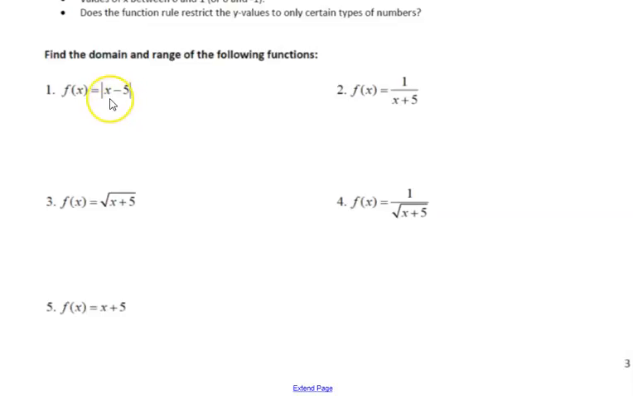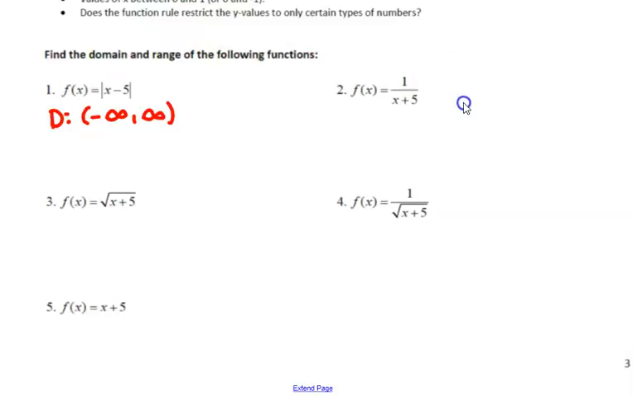So I can't see any problem with any values of x. I could put any value of x in this function. So the domain is all real numbers. We're going to use our interval notation. So the domain is all real numbers. I could put anything in for x. Let's look at number 2.